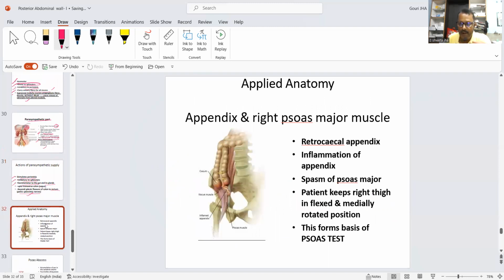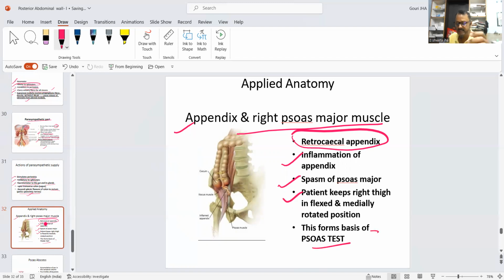So now some applied anatomy. The appendix and the right psoas muscle. In a retrocecal appendix, there is inflammation of the appendix, and there will be a spasm of the psoas major muscle, and the patient will keep the right thigh in the flexed and medially rotated position. This will form the basis of the psoas test.